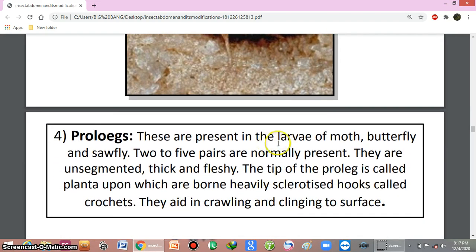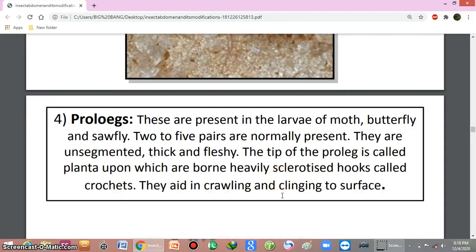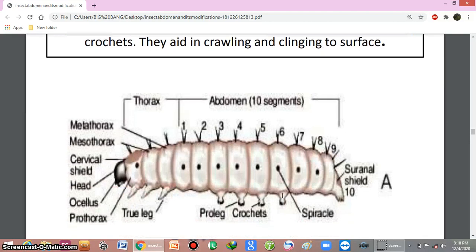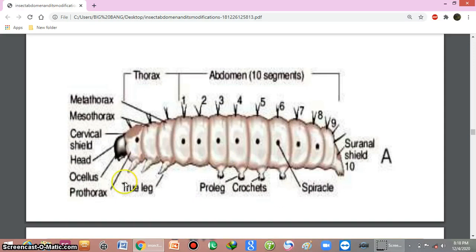Prolegs. These are present in the larvae of moths, butterflies, and sawflies. The normal number is 2 to 5 pairs, and they are unsegmented and fleshy. The tip of the proleg is called the planta, upon which heavily sclerotized hooks are present, known as crochets, and they aid in crawling and clinging to the surface. This is the larval diagram.